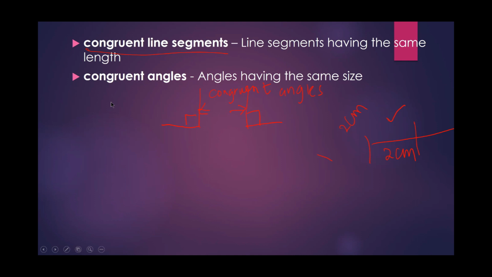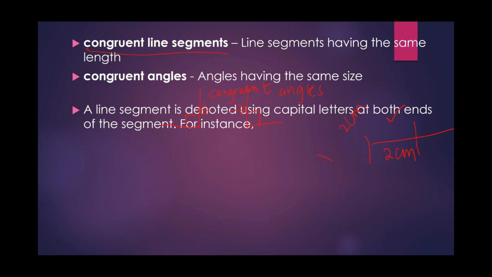Okay, so a line segment is denoted using capital letters at both ends of the segment. For instance, if you are given a line, they are denoted. Denoted means diwakilkan or diwakili.